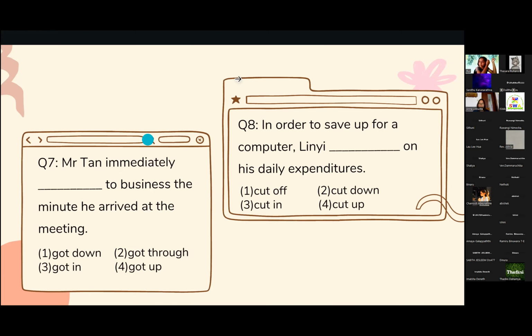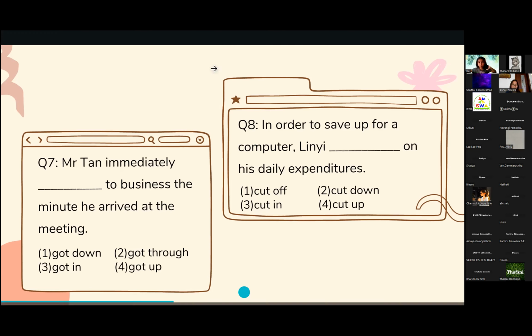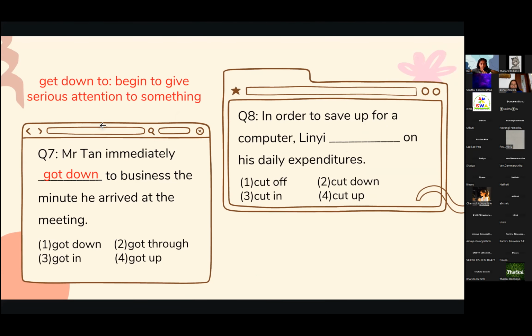Then, do you want to share? Do you know the meaning of the phrasal verb got down, if you have any clue? Begin to give serious attention to something. Yes, correct. That's the exact definition. Begin to give serious attention to something.